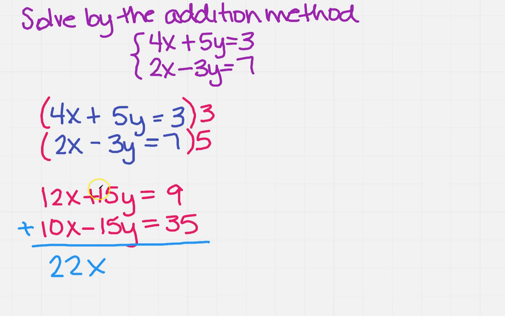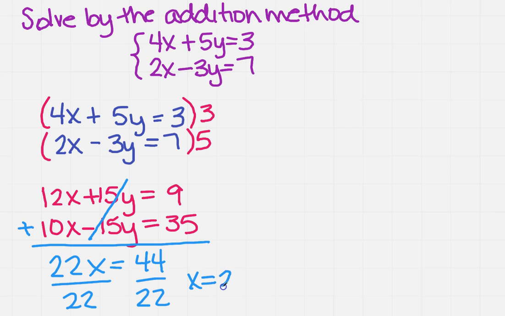Here's the purpose. Remember, a positive and a negative, those are opposites, so those cancel out. And then I'm going to do 9 plus 35, which is going to be 44. So I'm going to divide both sides by 22, and I find that x equals 2. Okay, so I've got that now.